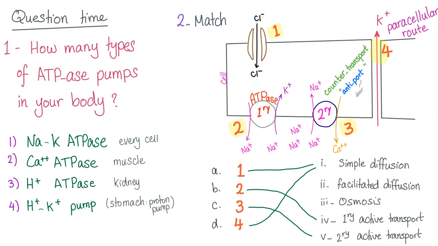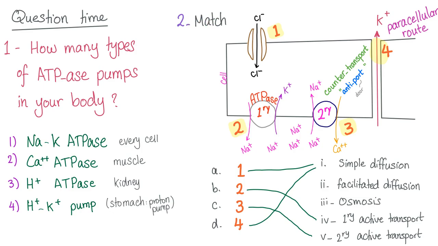So, how many types of ATPase pumps are in your body? I know four. If you know more than that, let me know. Sodium-potassium ATPase, it's in every single cell. Calcium ATPase in the muscle. Hydrogen ATPase in the kidney. Hydrogen-potassium pump in the stomach, also known as the proton pump. It's what secretes acid.